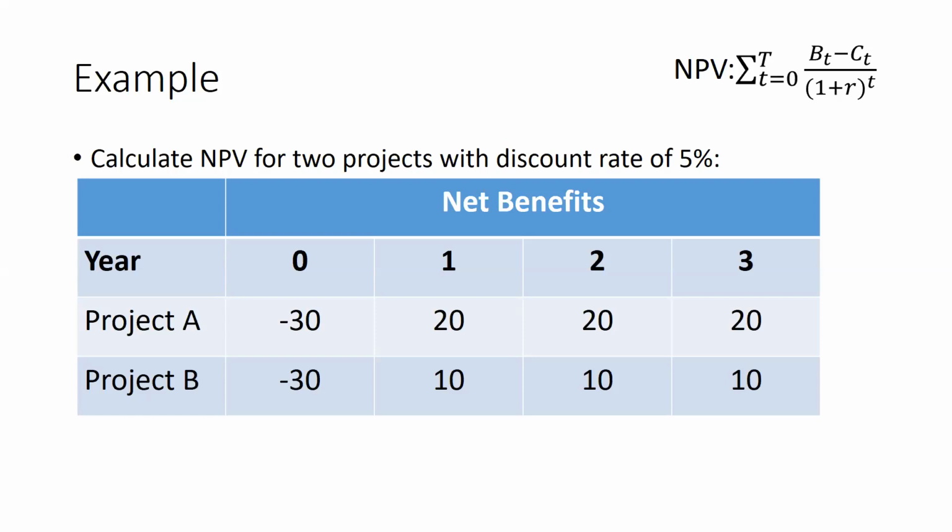And so by now you should have the net present value for Project A. Let's take a few minutes to wrap it up and calculate it for Project B.